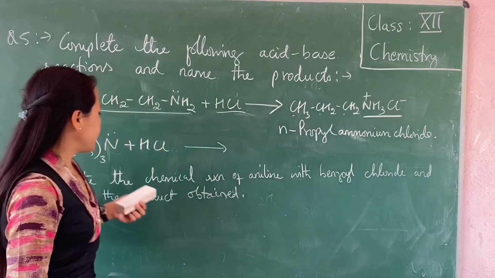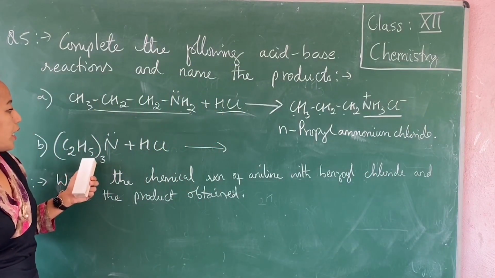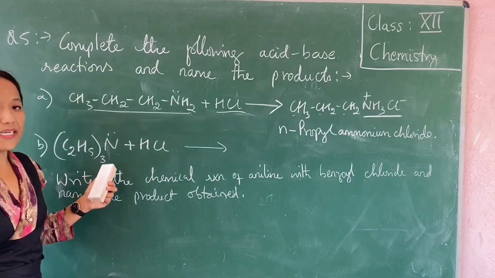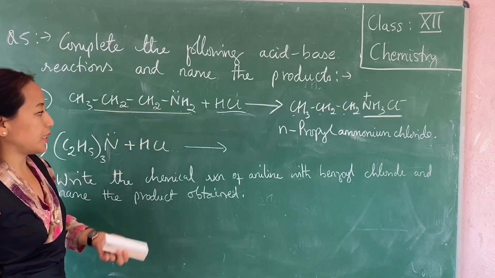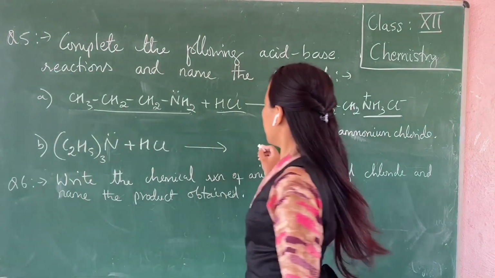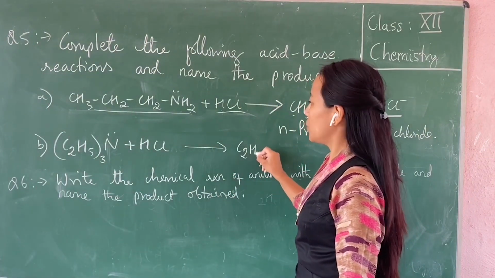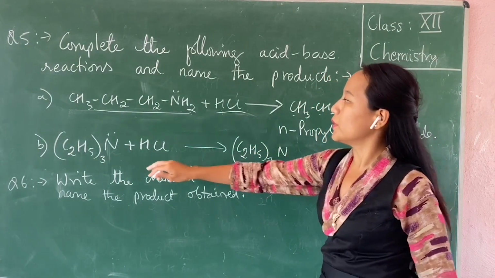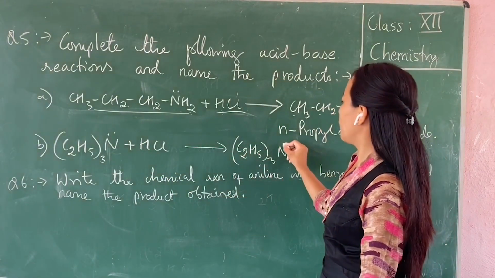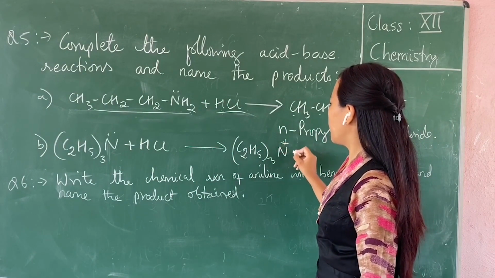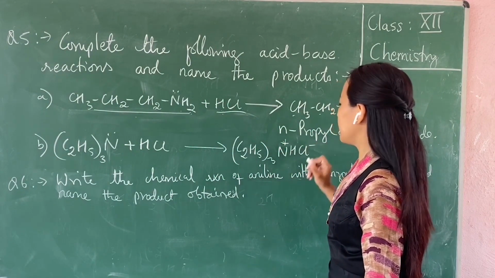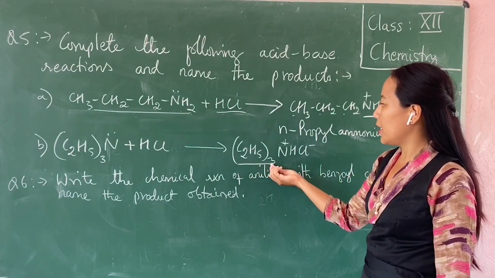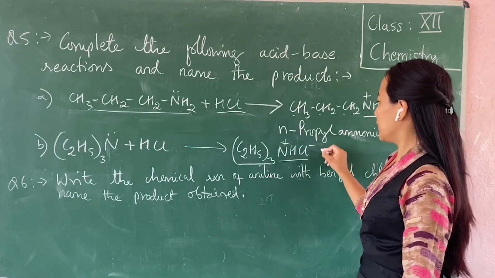Okay. Now in the second one, you have triethylamine, or you can say N,N-diethylethanamine. When it reacts with HCl, it will form (C2H5)3N, and again it will use its lone pair of electrons in forming a bond with hydrogen. Therefore, N plus and Cl minus. Now the name of this compound will be triethylammonium chloride.